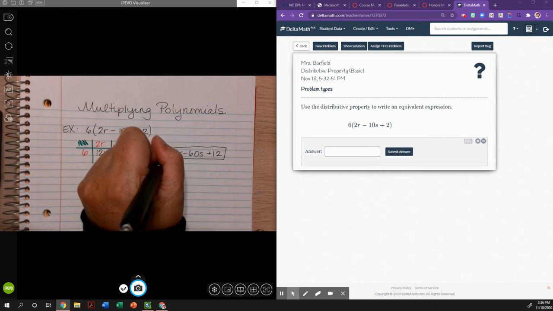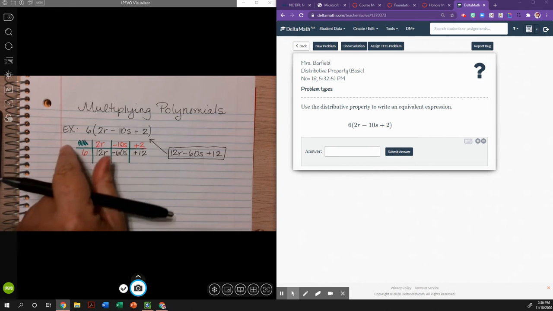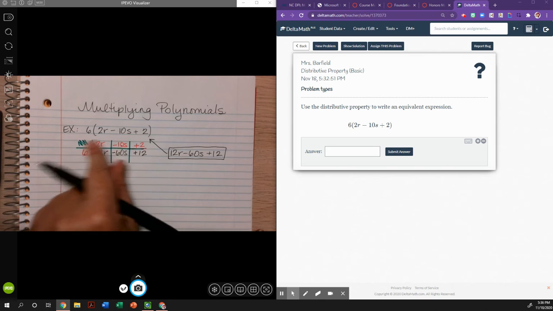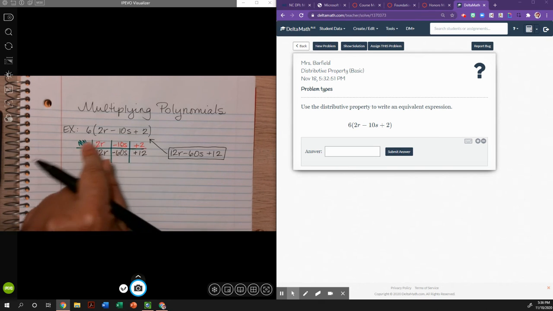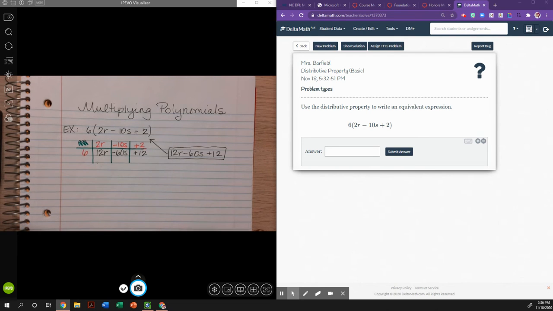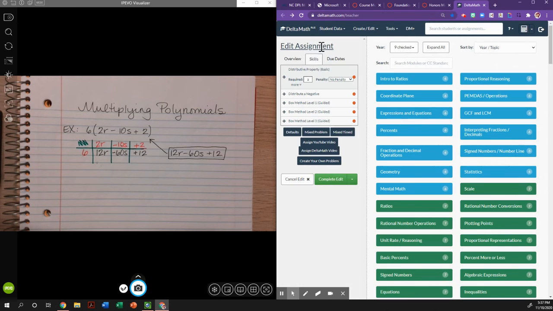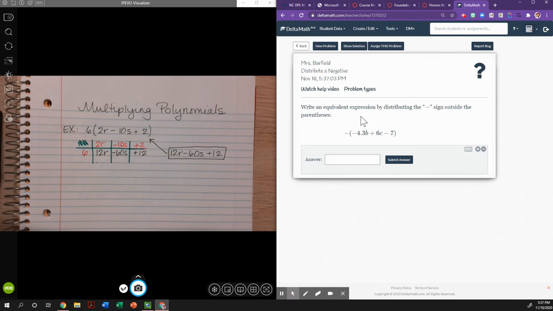Okay. Now, honestly, if you understand how to do this, you don't have to keep recopying this. But if you're not sure, this is what I want you to practice for this set of problems, because we got to remember how to do our distributive property, because that's going to help us do the next set of problems. Okay. All right. Now, your next set is just distributing a negative.